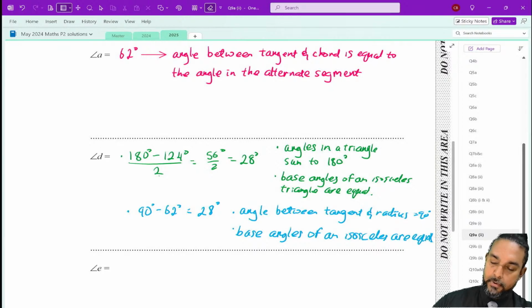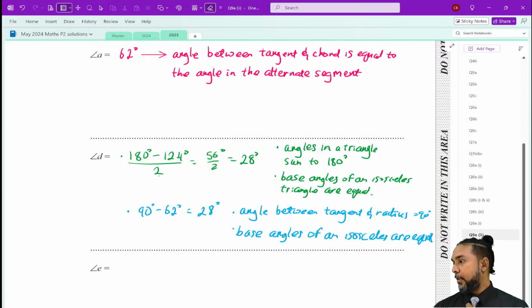Sorry for this crappy writing. Let's get words from the zoom in. All right, cool. So that's A and D.